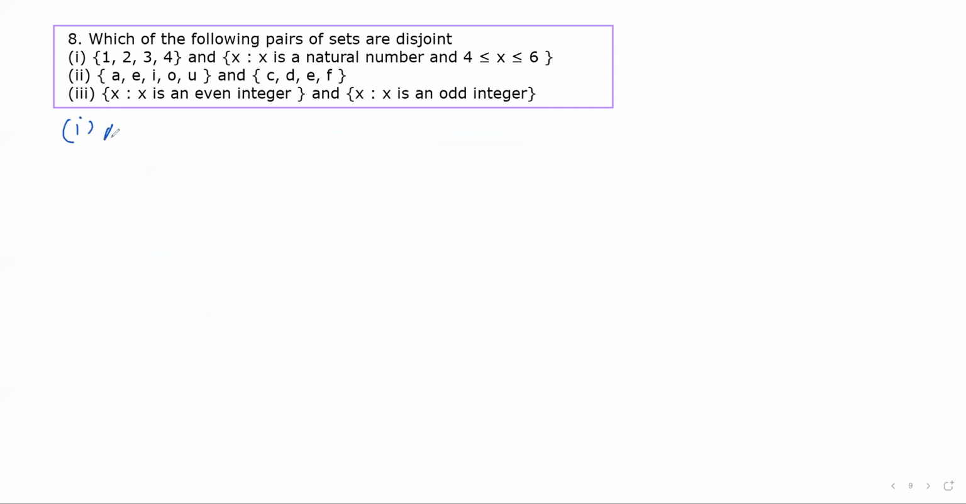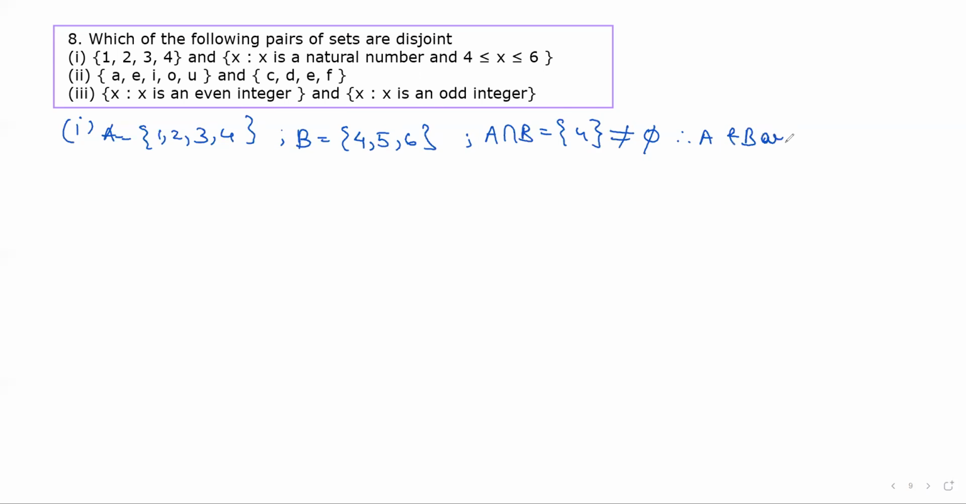So let A be equal to 1, 2, 3, 4. We'll convert everything into roster form to be able to calculate A intersection B easily. B is the natural numbers which lie between 4 and 6, including both: 4, 5, 6. Do you have anything in common? A intersection B by observation is 4, which is not equal to phi. Therefore, A and B are not disjoint sets.